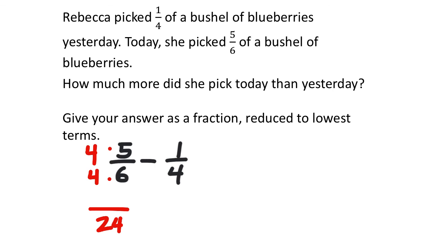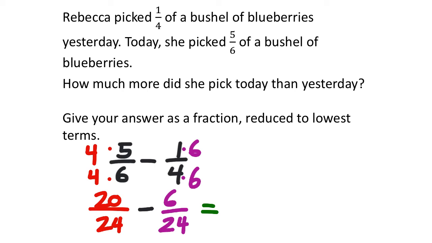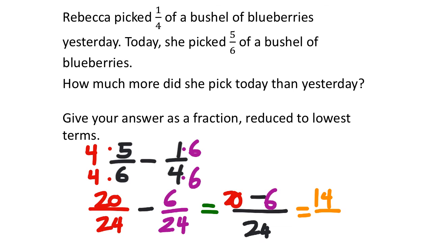So 5 times 4 is 20. So we'll do 4 times 6 on the other side there. 4 times 6 is 24. 1 times 6 is 6. And this is subtraction. So it looks like in the end this is going to be simplifiable anyways. We got a common denominator of 24, which we're subtracting 20 and 6. So 20 minus 6 is 14. So we got 14 24ths.